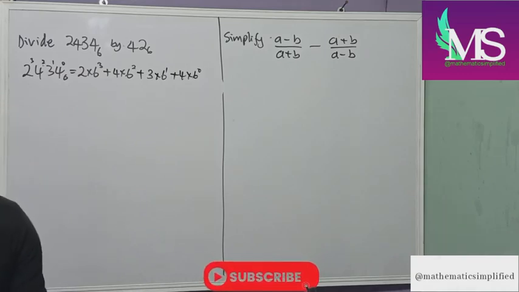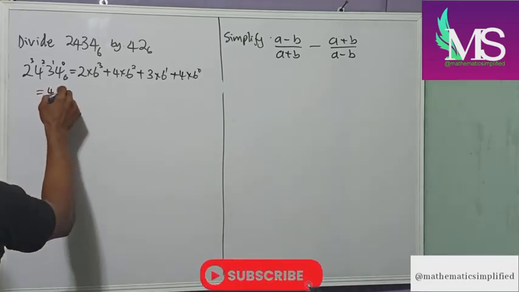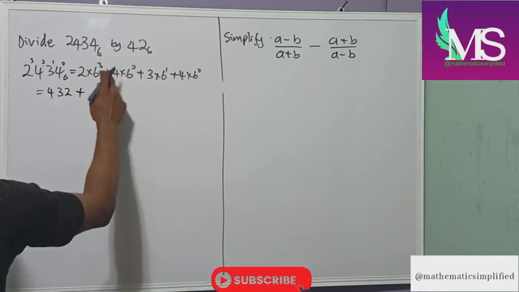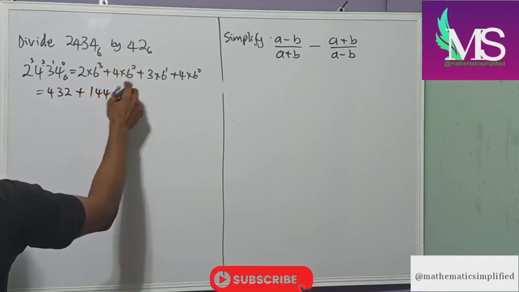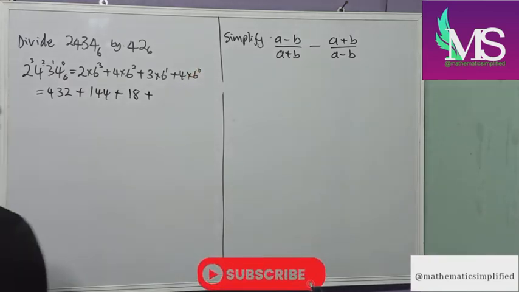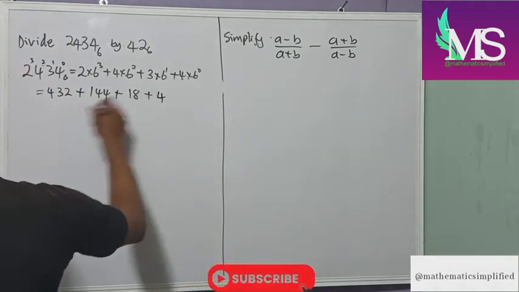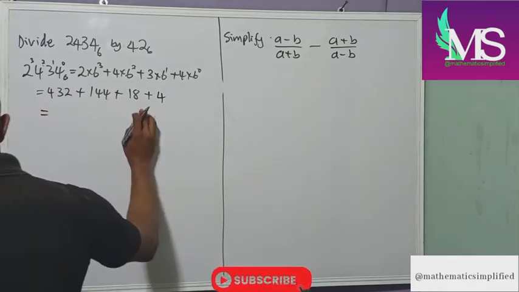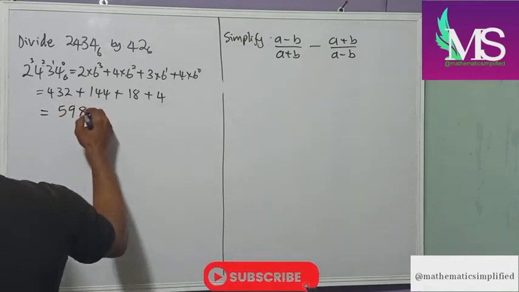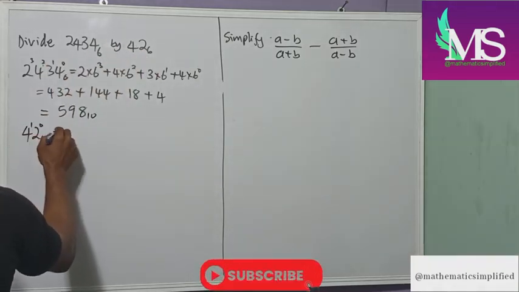6 raised to the power 3 times 2 will give us 432, plus 6 squared, 36, times 4 will give us 144, plus 6 times 3 will give us 18, plus 4 times 1. Remember, anything raised to the power 0 is 1. So this becomes 1. 1 times 4 will give us 4. So from here, if we add this all up, we will get 598 base 10.